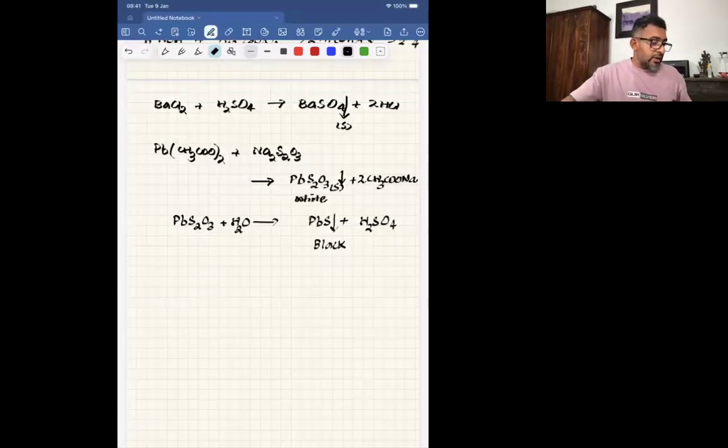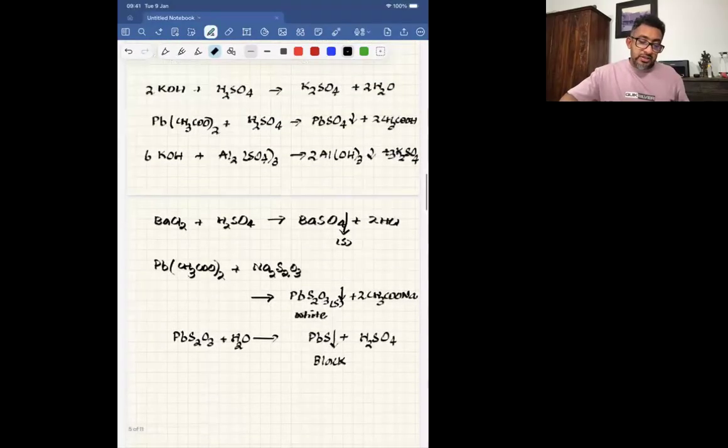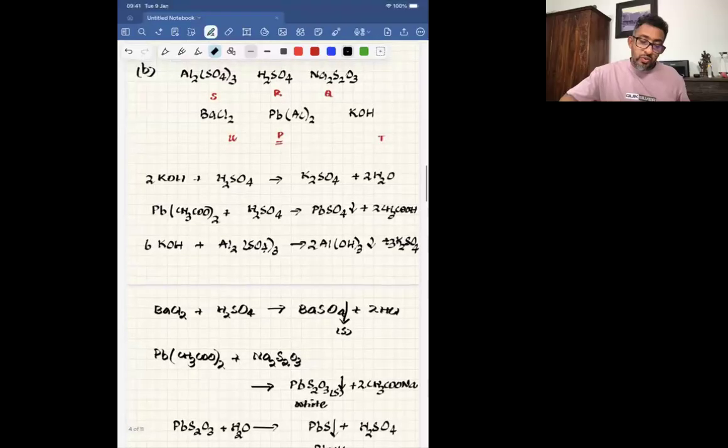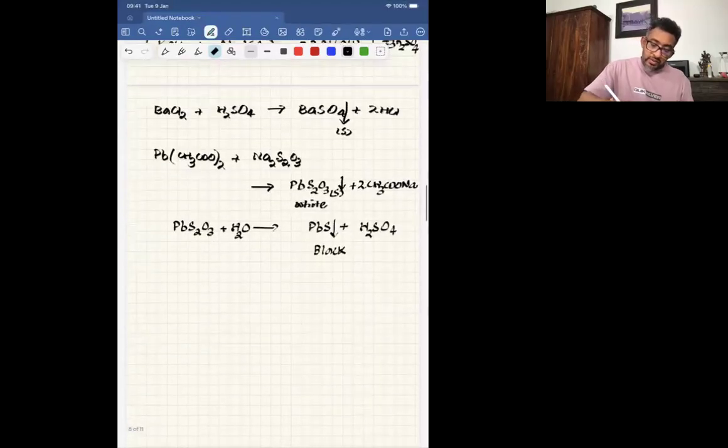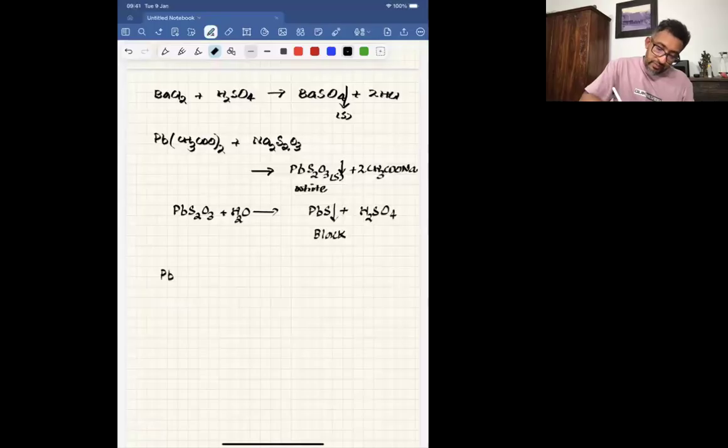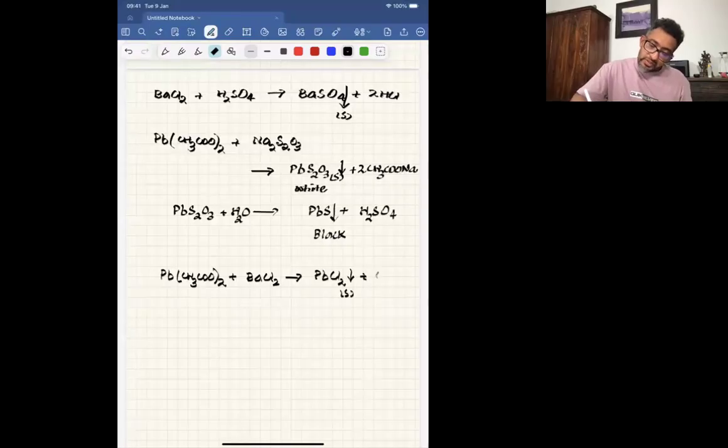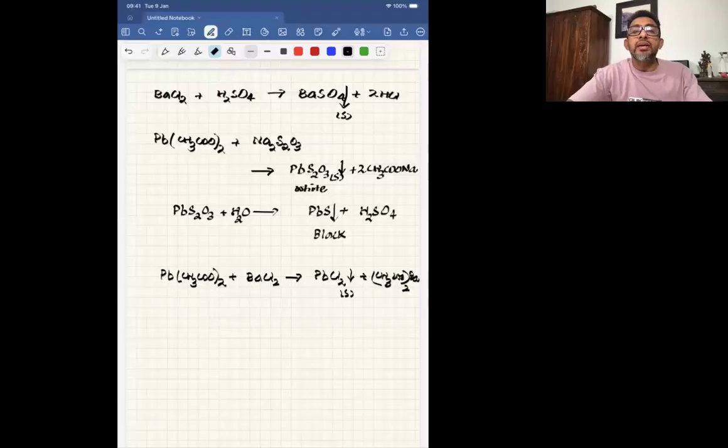Right. What is the next one? The sixth one is what? P plus U. Lead acetate plus barium chloride gives you lead chloride, plus (CH3COO)2 barium, barium acetate. Did you understand that?